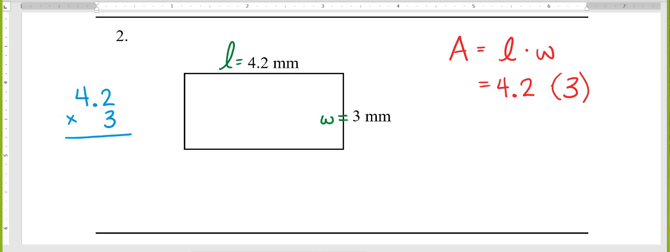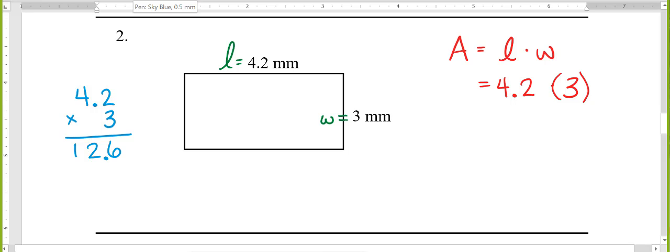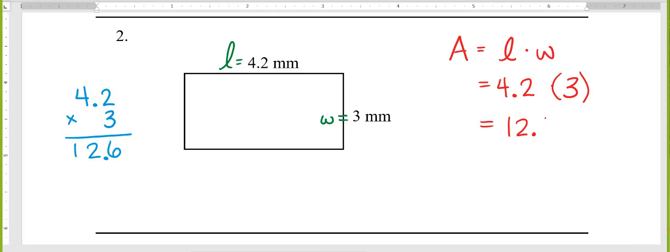3 times 2 is 6. 3 times 4 is 12. This problem was a multiplication problem with a decimal in it. I need to move my decimal place to the left 1, so my answer is 12.6. So my area will be 12.6 square millimeters, and I'm going to write that with shorthand notation like this, millimeters squared.